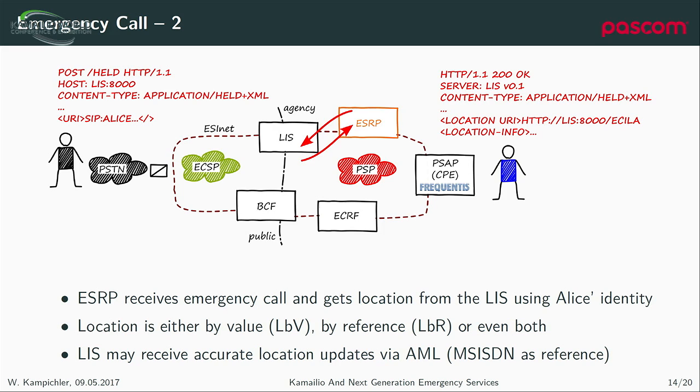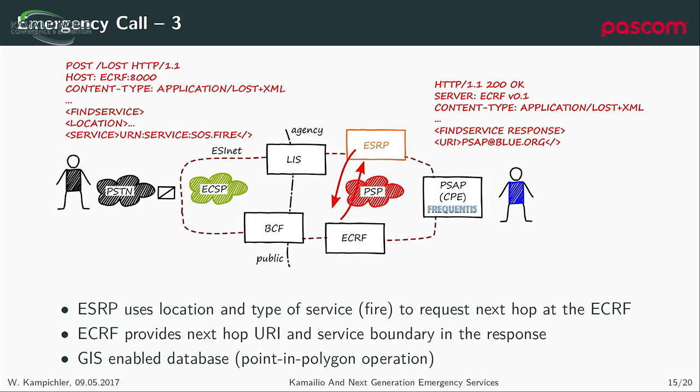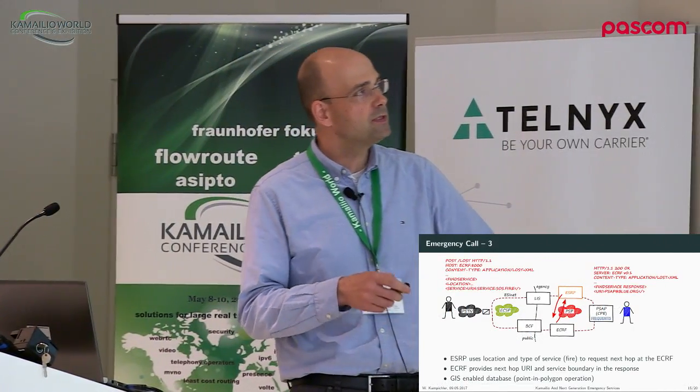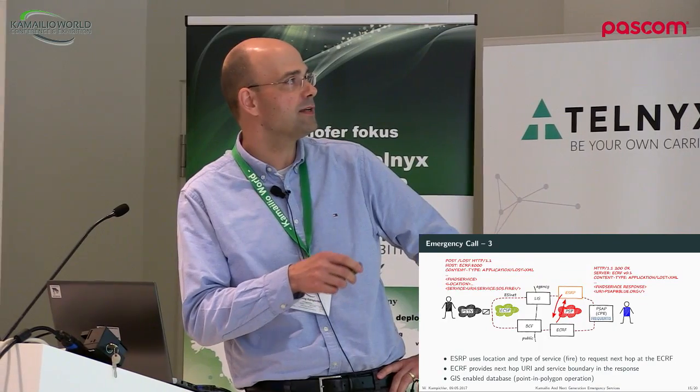So we got the call to the ESRB. The ESRB has now the location and the service URN, and next step is to find out where to route the call to. So we need to route an emergency call to the right PSAP. So in this case, it needs to be the fire department, and it needs to be the fire department of the state of Lower Austria, for instance. So it's psap@blue.org. You see some different requests here.